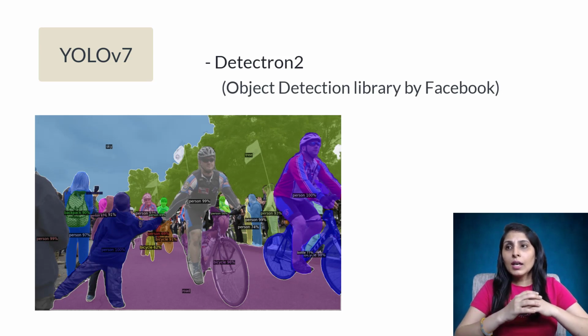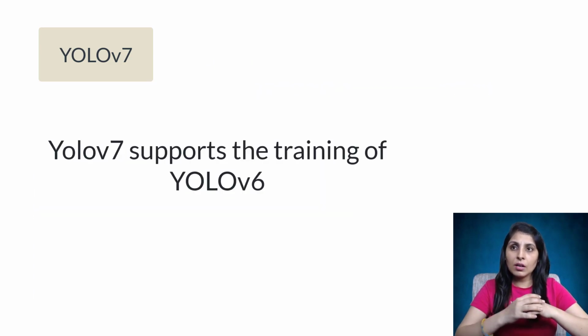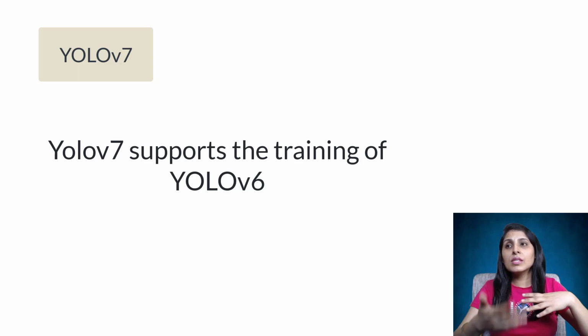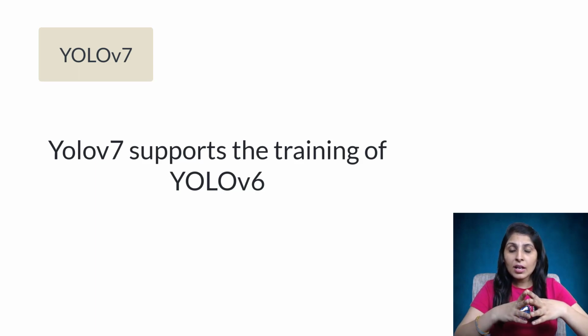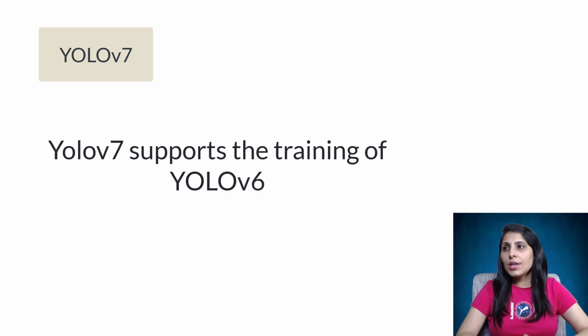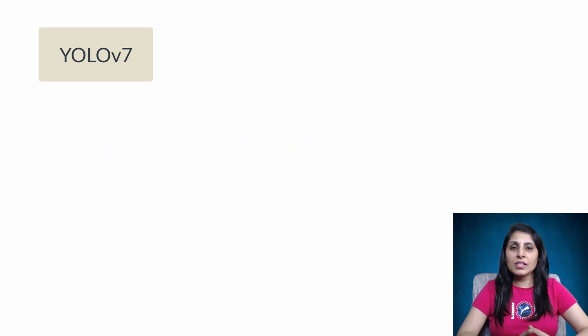Okay, and guys, we can also train YOLO V6, which is recently released, in YOLO V7. It means YOLO V7 supports the training of YOLO V6, and YOLO V7 is better than the Mask R-CNN algorithm when we perform this image segmentation task, right? Now let's begin our work on our custom dataset.